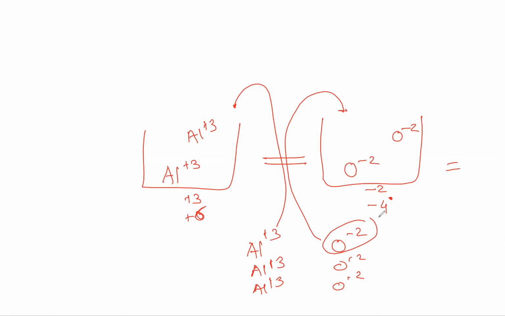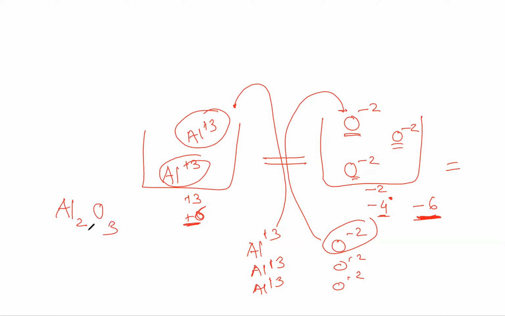Now this is minus 4, so it's not same yet. So what I'm going to do, I'm going to add one more oxygen. In this case, when I do it the third time, now it becomes minus 6. So at this point the charge on both buckets is exactly the same. When it becomes exactly the same, you need to find out how many of aluminum did you use. You used 2 aluminum, so it should be 2. How many oxygen did you use? You used 3 of them, so it should be 3.